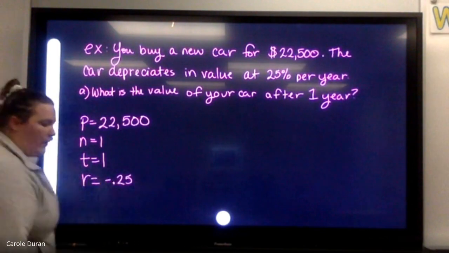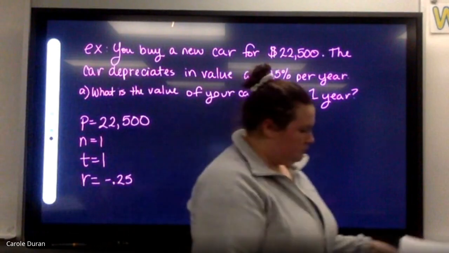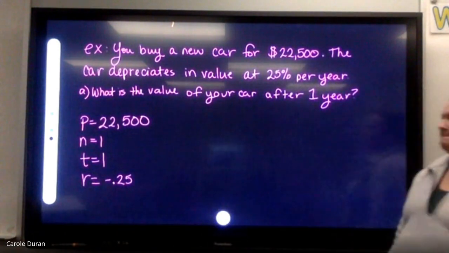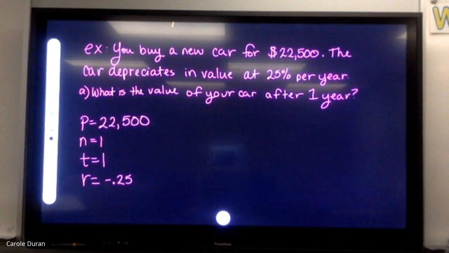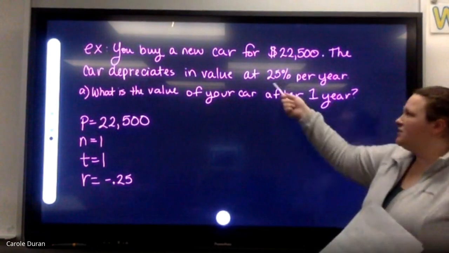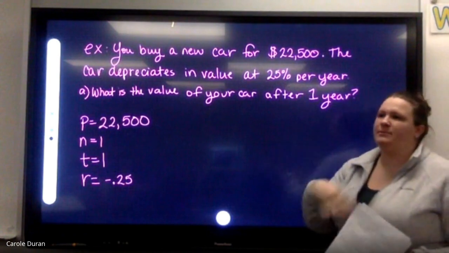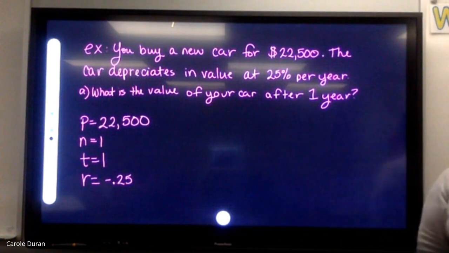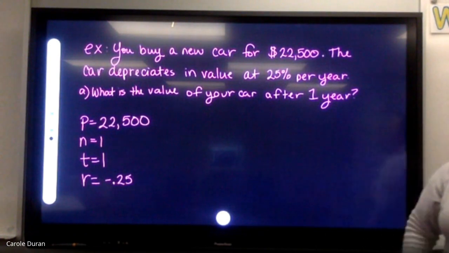Wait. What? It's not how it works. How'd you get your T? It said after 1 year, so that's T. And then N is just depreciating in value once per year, because that's when they take the interest.